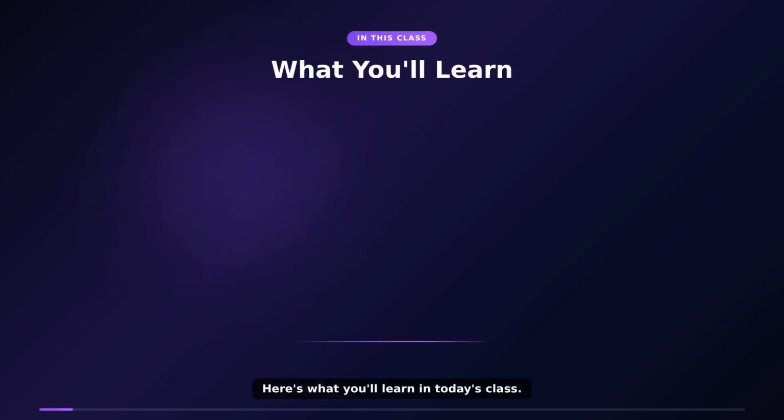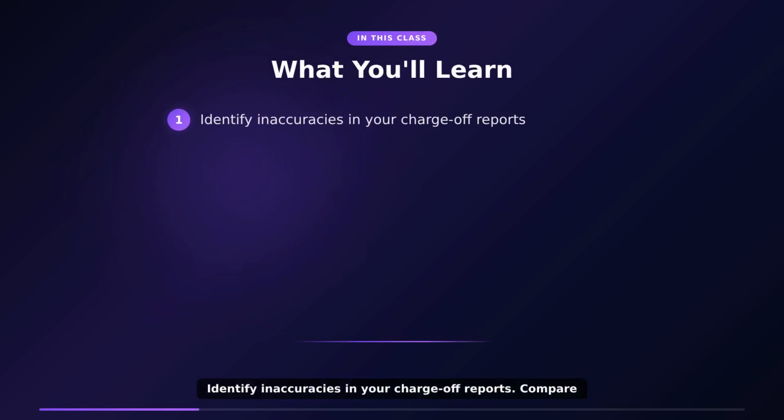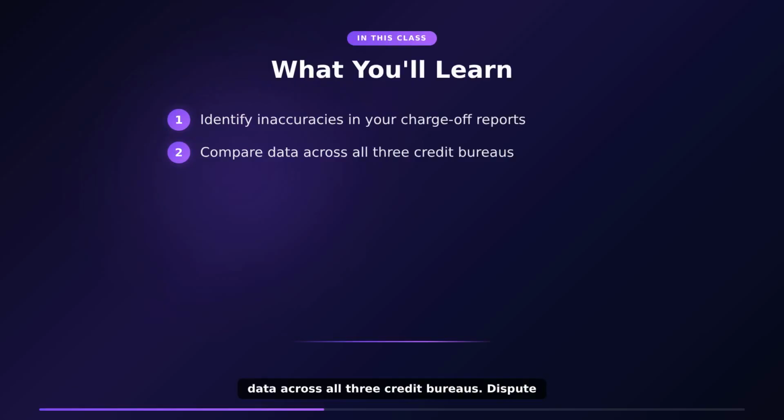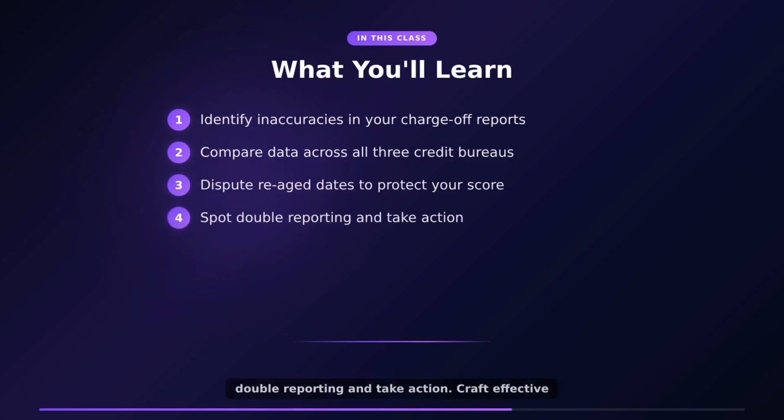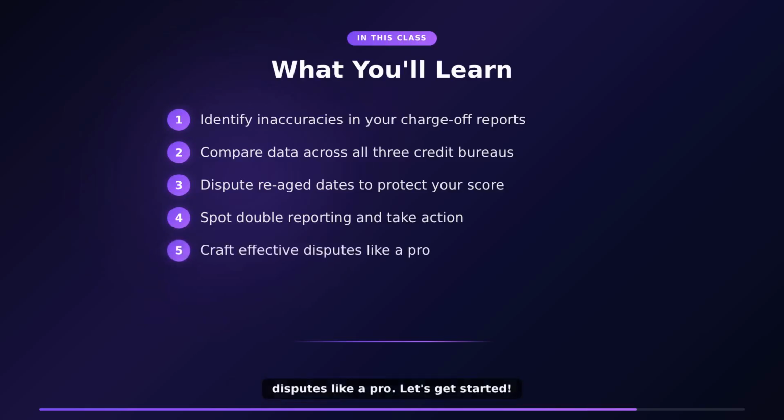Here's what you'll learn in today's class. Identify inaccuracies in your charge-off reports. Compare data across all 3 credit bureaus. Dispute re-age dates to protect your score. Spot double reporting and take action. Craft effective disputes like a pro.